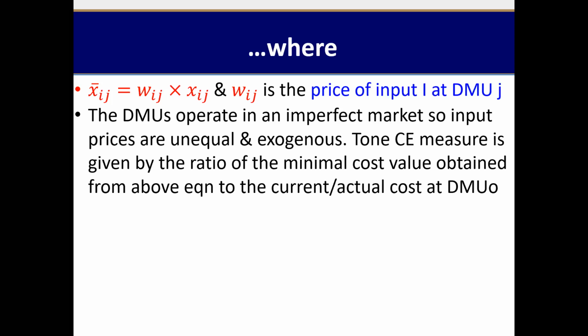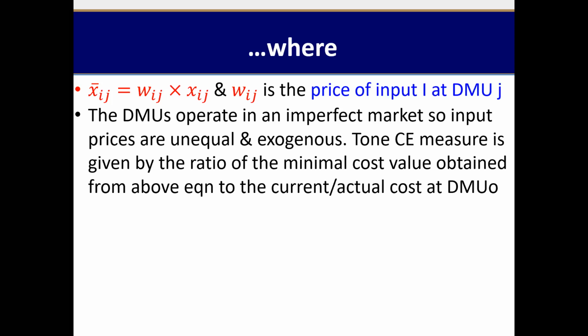You want to understand this, and this is going to help us to know why Tone brought about this new cost efficiency. Simple. The DMUs in real life do not operate under a perfect market, as Farrell and Fare et al. 1985 have said. They operate in an imperfect market. So the original idea that prices are perfectly determined, horizontally determined, that the forces of demand and supply affect the price, that there's one price for all, that firms are price takers, all of these things don't hold. Input prices are not equal, and they are exogenous.